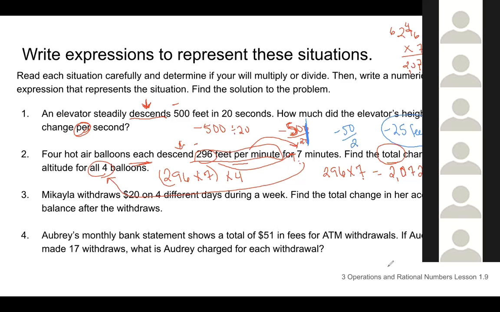All right, looks good to me. Okay, so our answer is the change in altitude. Of course, this should be negative, right? Because we're descending. So make sure it's a negative 8,288.